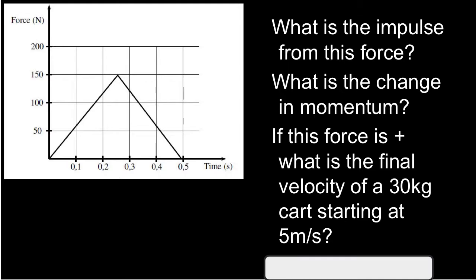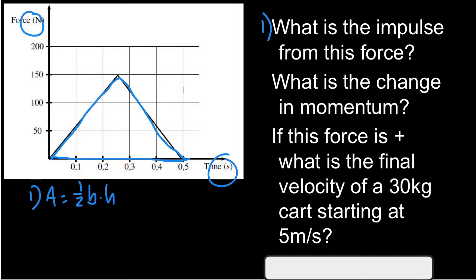All right, the first question here says, what is the impulse of this force? And as we just talked about, if we have a graph of force versus time, impulse is the area trapped in the graph. So we want the area of this triangle. So for number one, area of a triangle is 1/2 base times the height, which is 1/2 times the base of this thing, 0.5 seconds. Remember, these impulses usually don't last very long, but they can. Times 150 newtons. So the impulse is 37.5 Newton seconds.